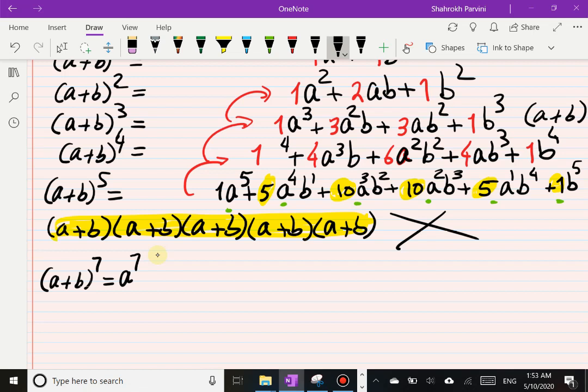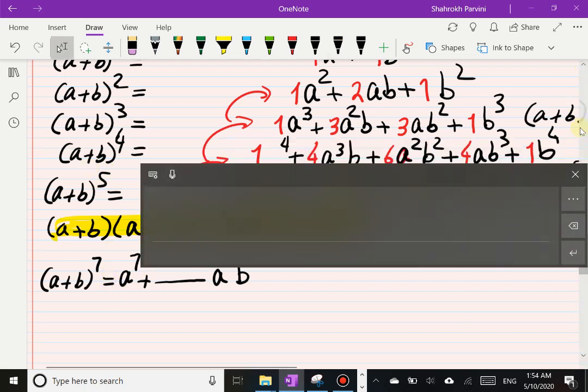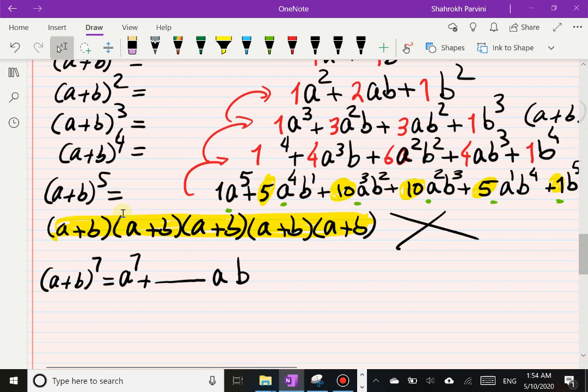It's going to be a to the 7th, isn't it? Now, for the next term, do this. Draw a fraction line and then put a and b together, right? And why? Because if you look at, for example, a plus b to the 5th, you see ab are side by side, ab, ab, ab.